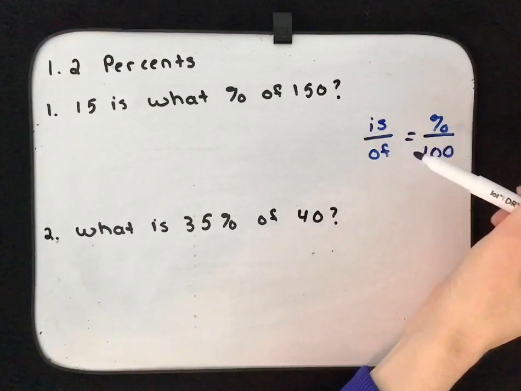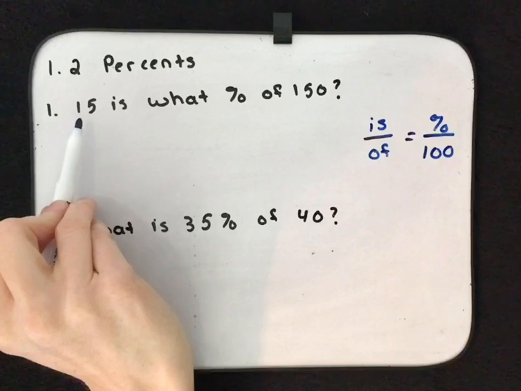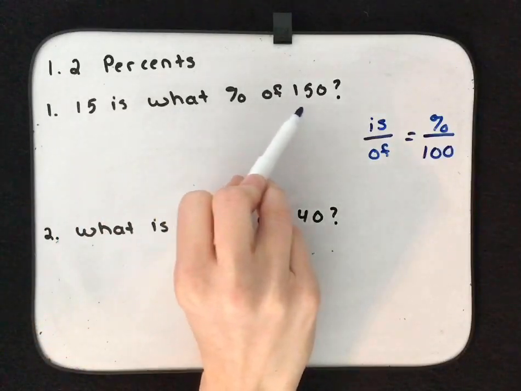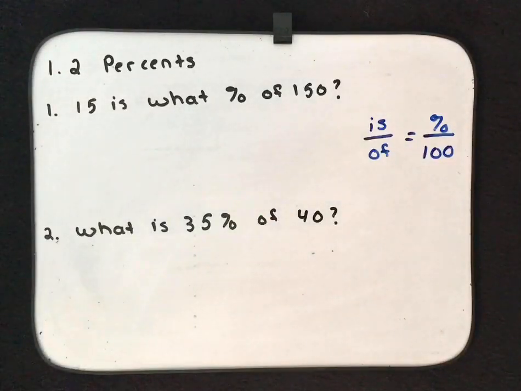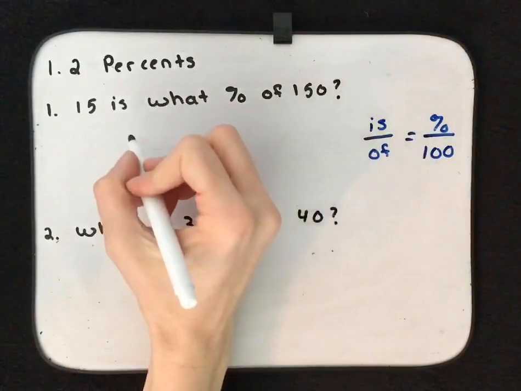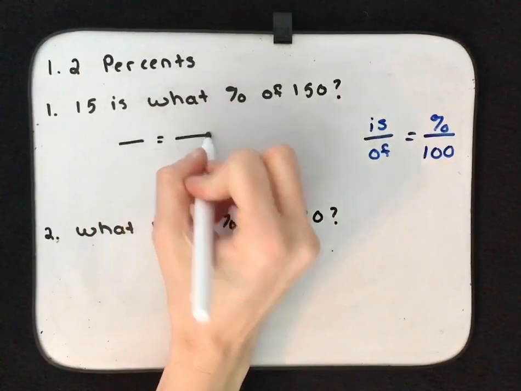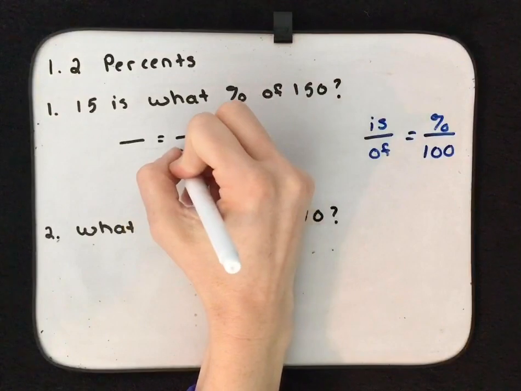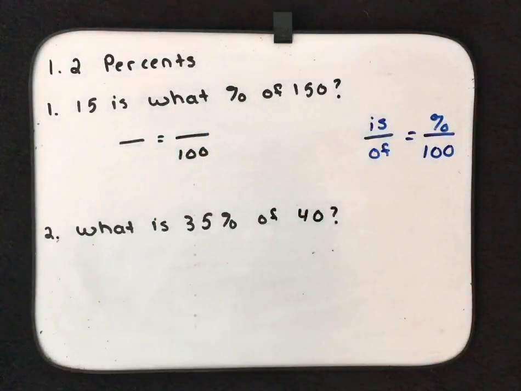So for example, if we read number 1, we have 15 is what percent of 150. So if we start with our fractions, it always starts with this. You always have 100 in the bottom corner. Before you even read the question, you know that you have this much as the setup, and then we can start filling in the different pieces.